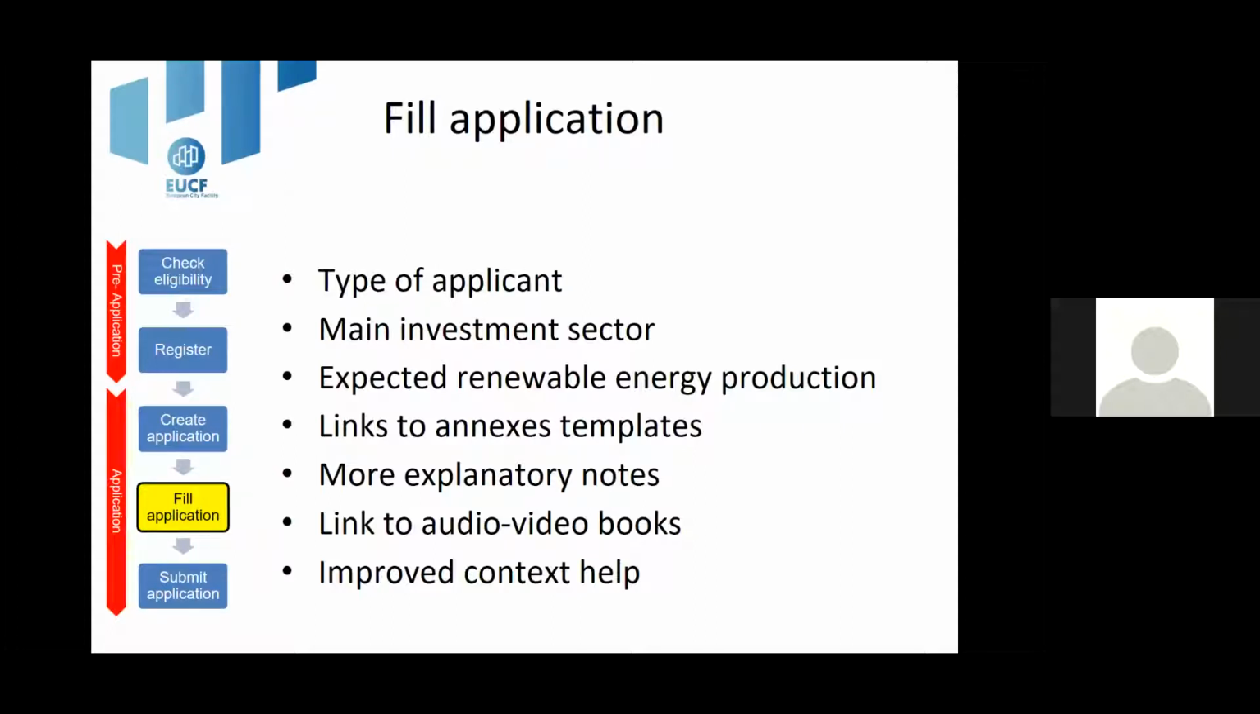Then also the expected renewable energy production field has been introduced to the application form, and every application is expected to provide either the information on energy saving or expected production amount of energy from renewable energy sources. It is also possible to give both figures, but applications without this information are not eligible for submission.